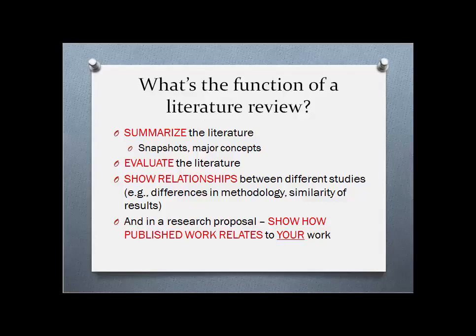For example, if there have been different methods used in the different papers, or there have been similar results or different results, you should be able to show a relationship between different studies. And especially in a research proposal, you should be able to show how the published work relates to your work. So once you go through your literature review, always go back to say, how does this relate to what you're proposing to do?